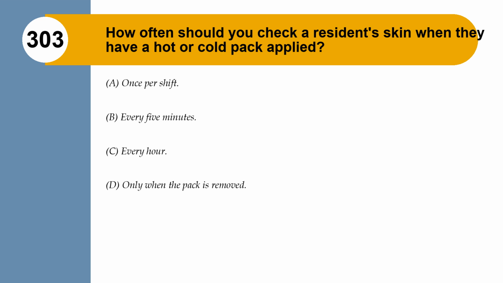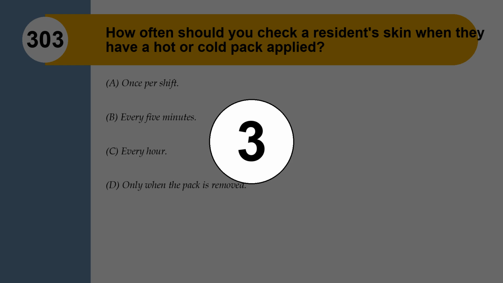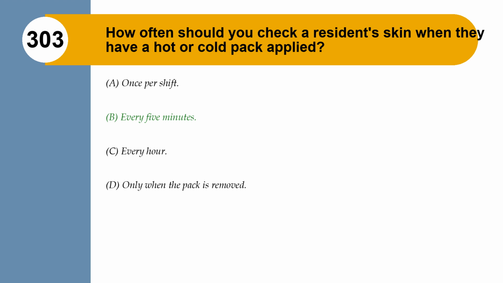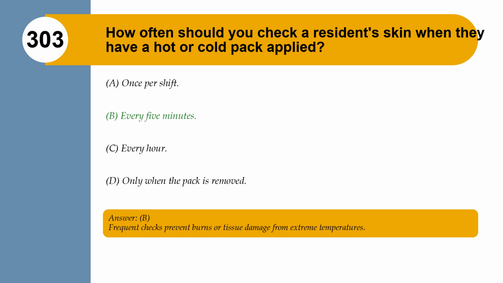Question 303. How often should you check a resident's skin when they have a hot or cold pack applied? Option A, once per shift. Option B, every 5 minutes. Option C, every hour. Option D, only when the pack is removed. The correct answer is option B, every 5 minutes. Explanation. Frequent checks prevent burns or tissue damage from extreme temperatures.